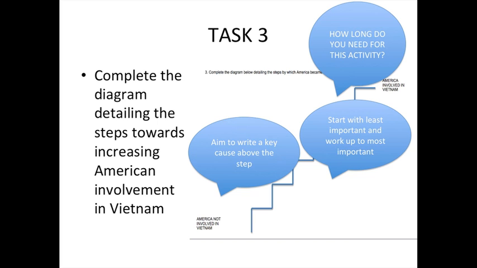It's very important that you write a key cause above each step, and write a sentence explaining the task underneath.